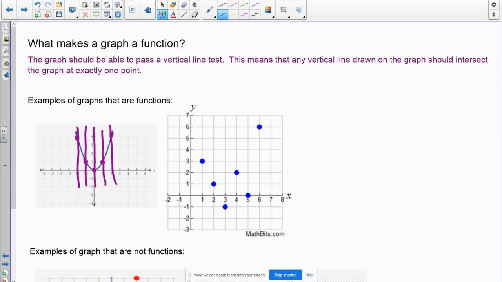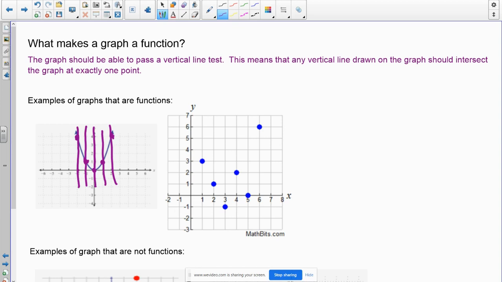And that makes total sense because x would be your vertical line. So when I input 2, I only got the one output of 4. When I input 1, I only got one output of 1. When I input 0, I got an output of 0. When I input negative 1, I got an output of 1. And when I input negative 2, I got an output of 4.